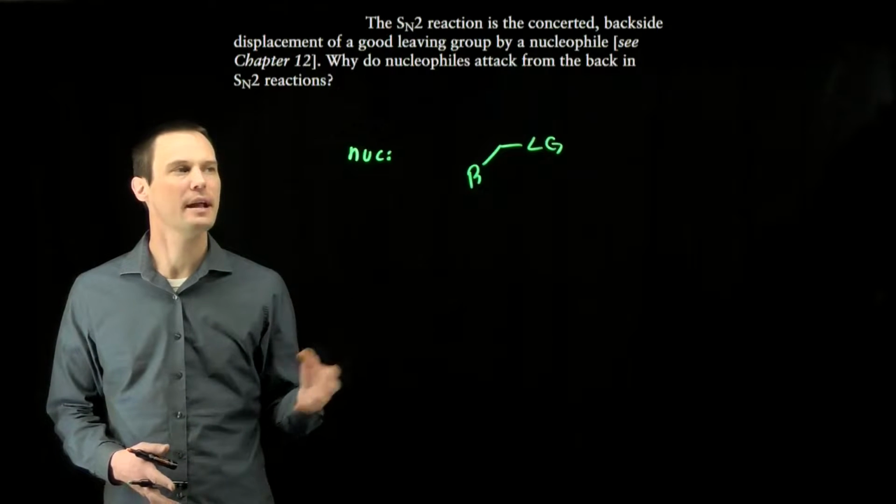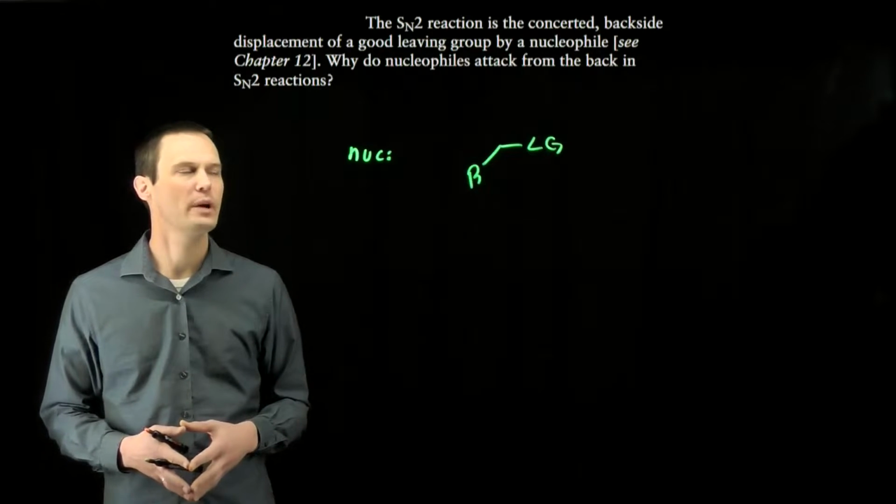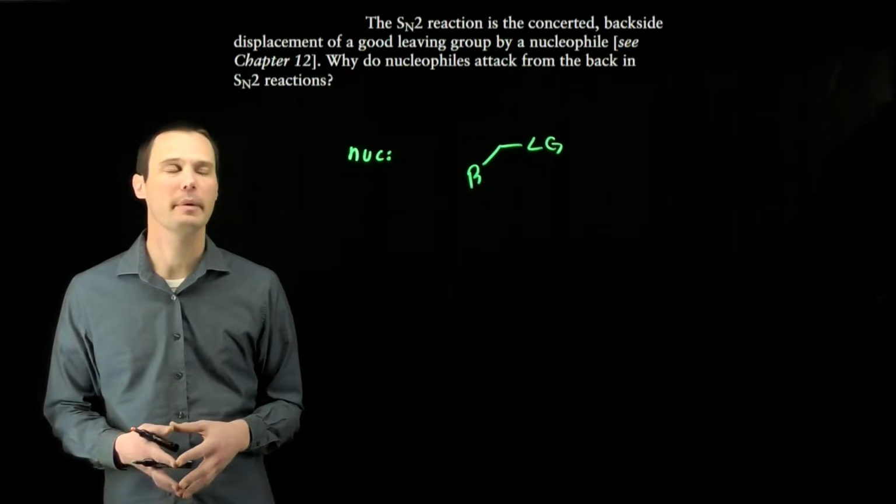This assessment reminds us that an SN2 reaction is the concerted backside displacement of a leaving group by a nucleophile, and asks us to rationalize why the approach has to be from the backside.